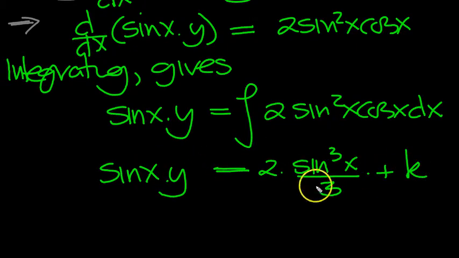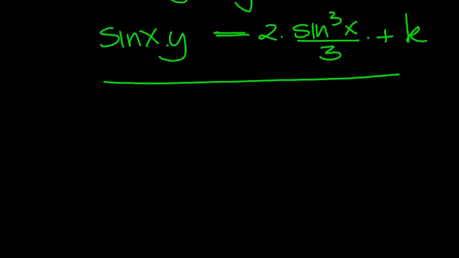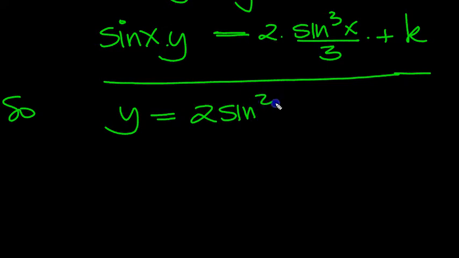So let's just check that again. Differentiate this then to check we've got this integrand here. So the 3 comes down to cancel with that 3 to leave sine squared multiplied by the something differentiated, which is cos, and the 2's already there. So that looks good. So there's our answer then. Now we just tidy it up if we wish. So what do we get then? Divide by sine x all the way through. y equals, divide this by sine x, you get 2 sine squared x over 3 plus k over sine x, which we can leave as is.